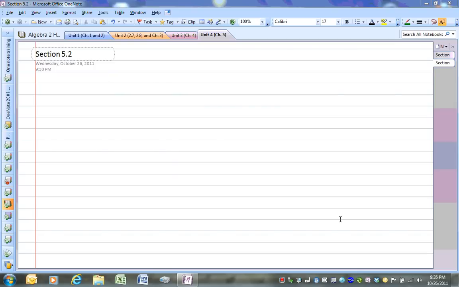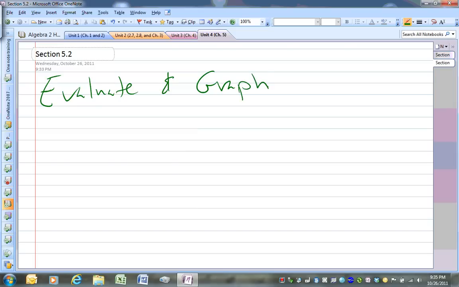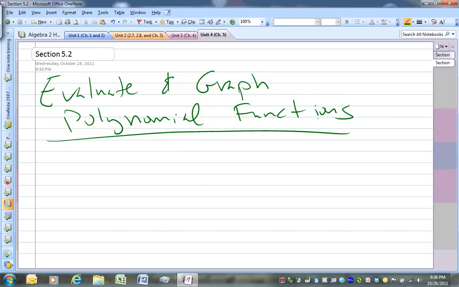So 5.2 is about evaluating and graphing polynomial functions. Probably best if I define what a polynomial function is.